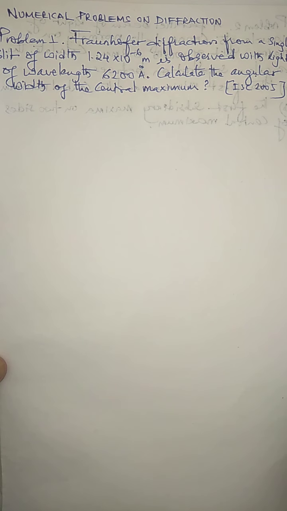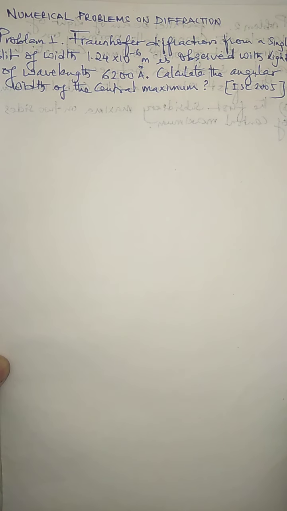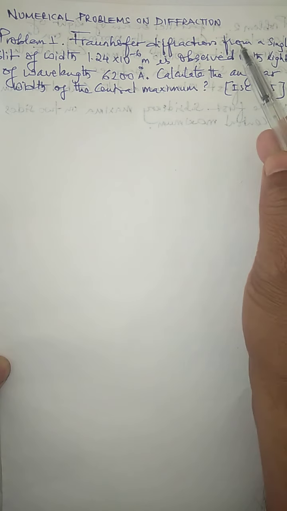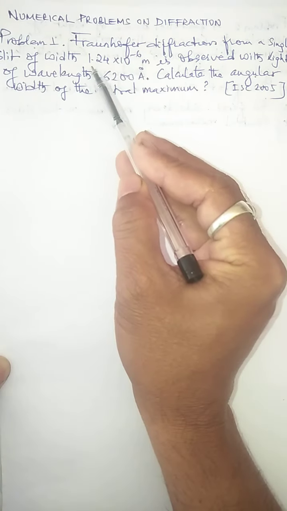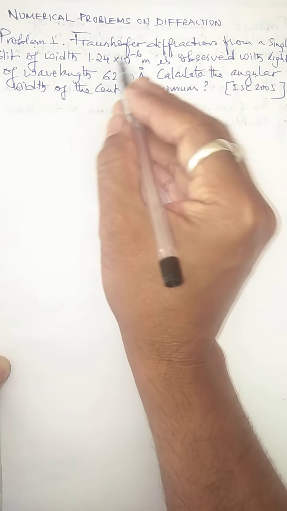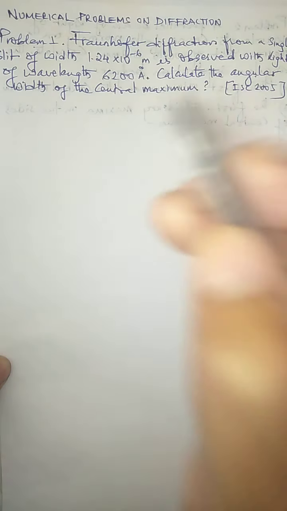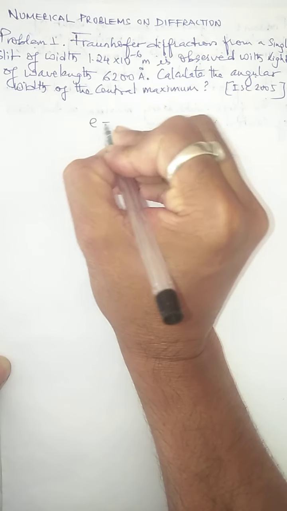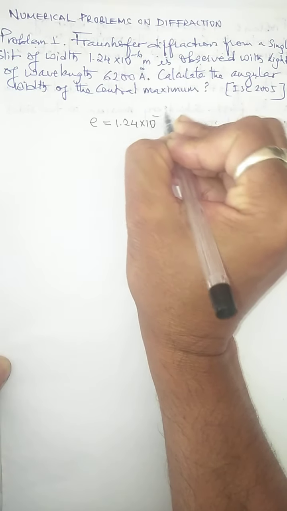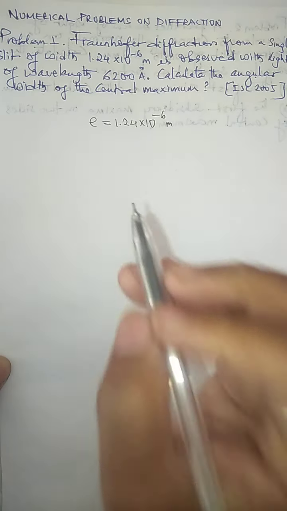Now children, we solve some numerical problems based on this diffraction chapter. Let's start with problem number 1. It says: diffraction from a single slit of width 1.24 × 10^-6 meter. So 1.24 × 10^-6 meter is the width of the single slit, given by e.